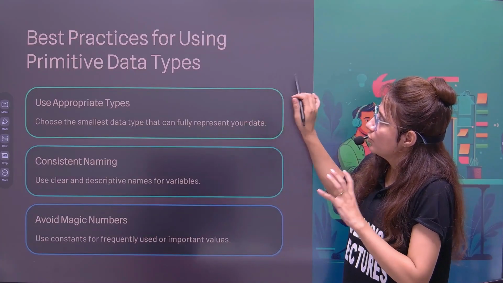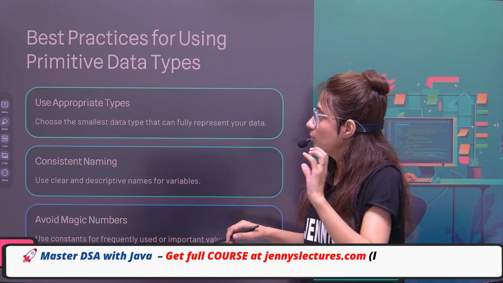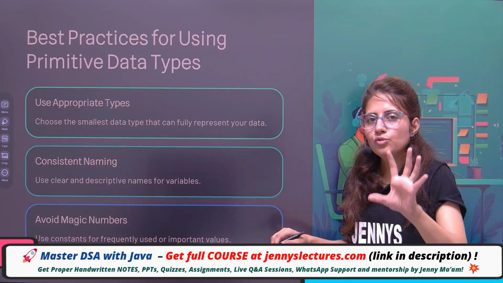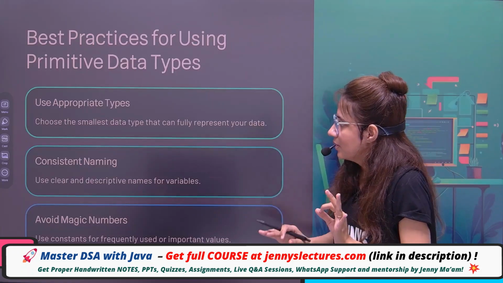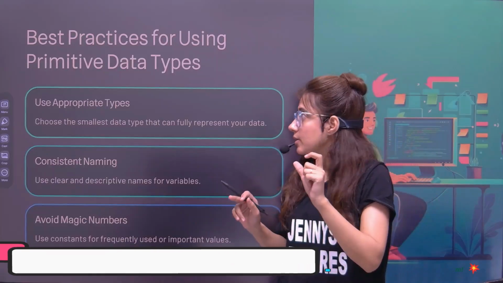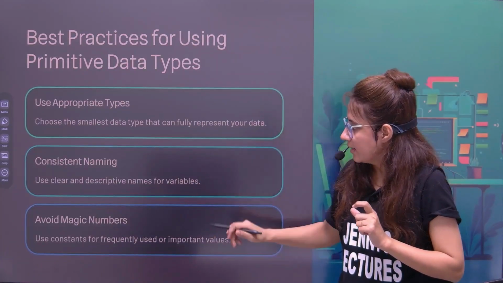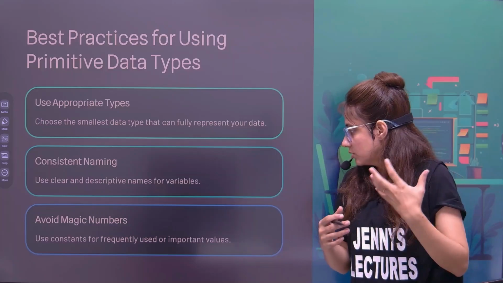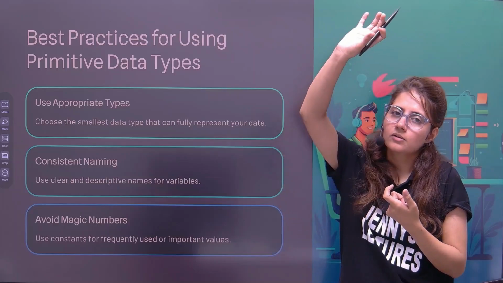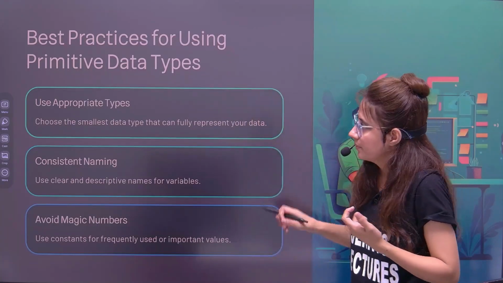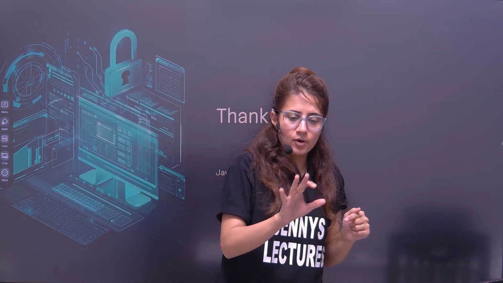So what are the best practices for using primitive data types? Use the appropriate type according to your data so that memory wastage is minimal. Consistent naming: the names of variables should be descriptive and clear. You can use constants for frequently used and important values, like pi or a max value you frequently use. Make that a constant using the final keyword and use it. So I guess you are now clear with the primitive data types, all the 8 primitive data types. Based on this, you can now practice whatever we have discussed.